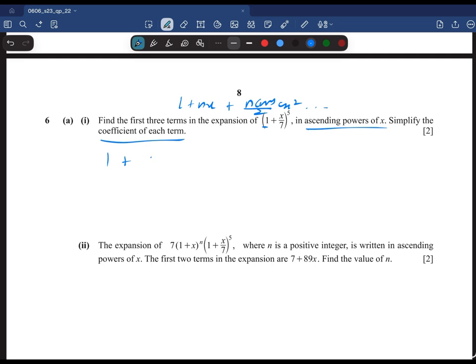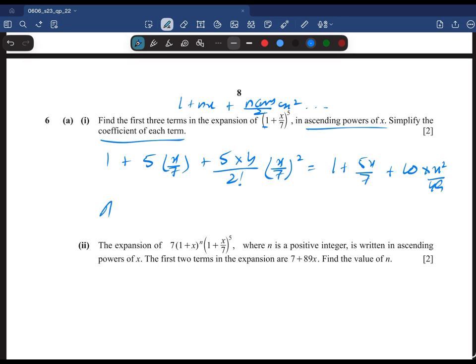So n is 5, into x/7, plus 5 into 4 upon 2 factorial into (x/7) whole squared, is equal to 1 + 5x/7 plus 5 into 4 upon 2, that's equal to 10, into x squared upon 49. Hence our answer would be 1 + 5x/7 + 10x squared/49.